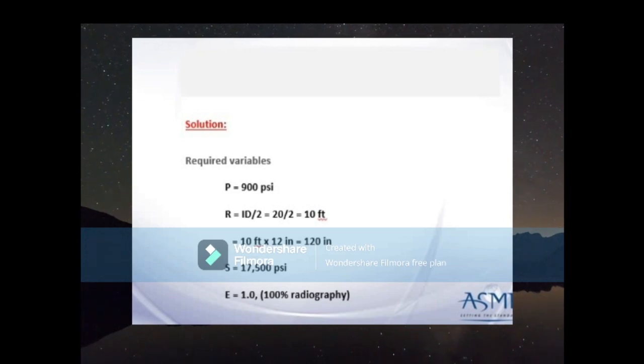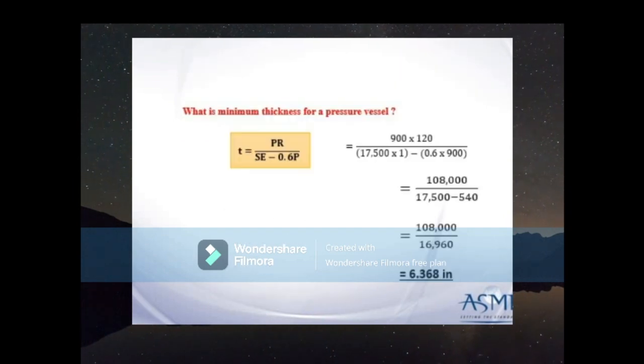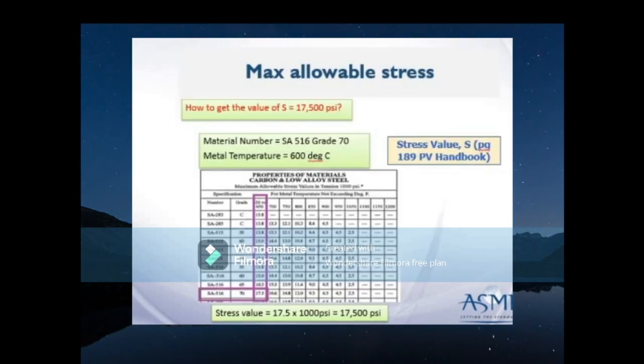Required variables. P equals 900 psi. R equals internal diameter divided by 2, equals 20 divided by 2, equals 10 feet, equals 10 feet times 12 inches, equals 120 inches. S equals 17,500 psi. E equals 1.0, 100% radiography. What is the minimum thickness for a pressure vessel? To solve this problem, we should use T equals P times R divided by S times E minus 0.6 times P, plus corrosion. And the answer is 6.368 inches.